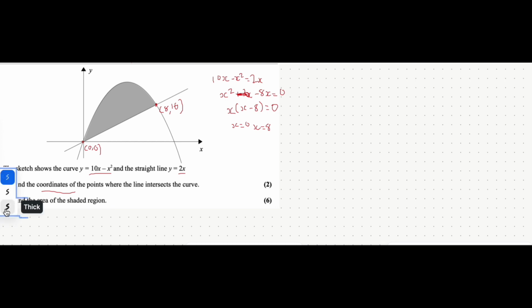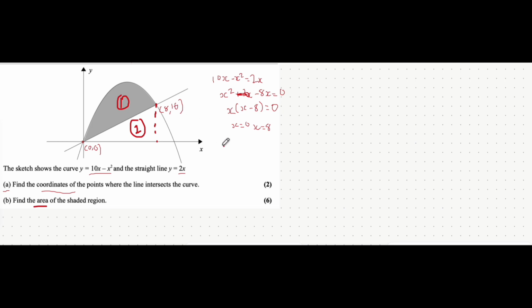I'm just going to increase the thickness of the pen actually. It says find the area of the shaded region. Now, if we draw a straight line down here, and if you find the area that the curve covers between 8 and 0, that gives you this area here. Or let's number this into sections. Section 1 is this shaded region, and section 2 is this triangle.